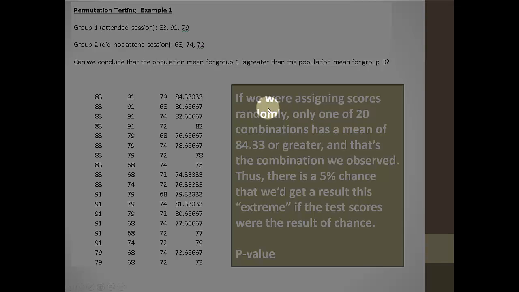Again, if we were randomly assigning scores to groups 1 and 2, only one has a combination of 84.33 or greater. That's the combination we observed. Thus, there is a 5% chance we'd get a result this extreme if the test scores were the result of chance alone. Since that's a low probability, we're going to say that arrangement might not be due to chance, and that would mean that the session might be effective at leading to higher scores.